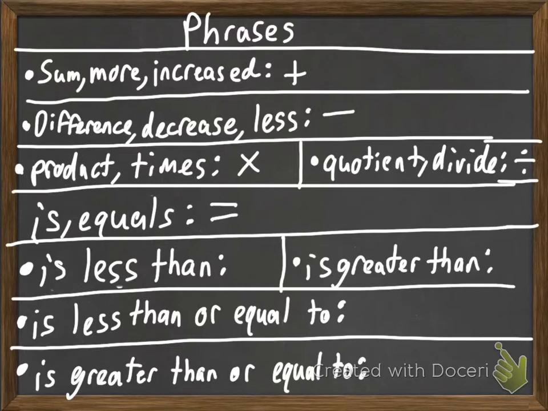Is less than is your less than symbol. Is greater than is your greater than symbol. Is less than or equal to is a less than or equal to symbol. And is greater than or equal to is a greater than or equal to symbol. I know a few of these were pretty much dead giveaways, but a couple you had to kind of think about what they might mean.